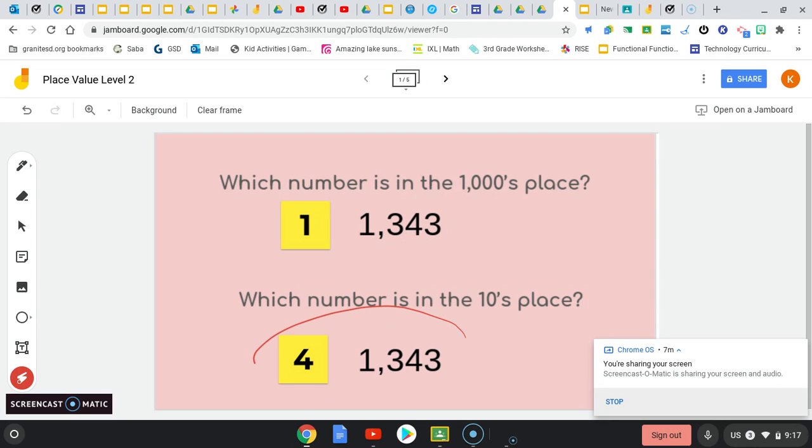Take a look at this example. Same number, 1,343. Which digit is in the tens place? We're going to start here at our ones, and then we're going to go next door, and that's our tens. So we're going to stop there. We're going to just write the number 4, because that digit in the tens place is a 4. Easy peasy.